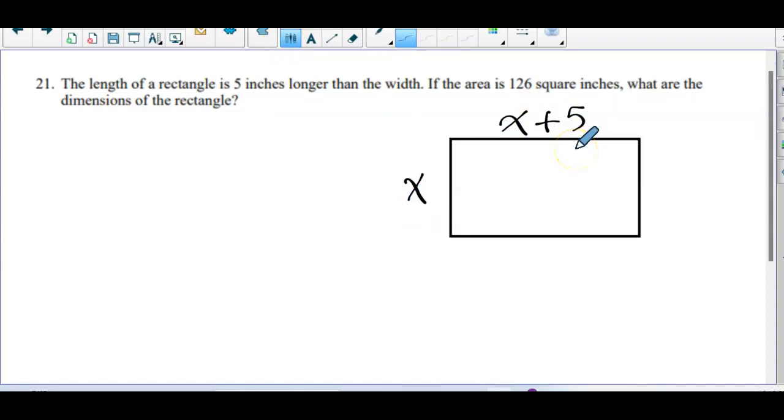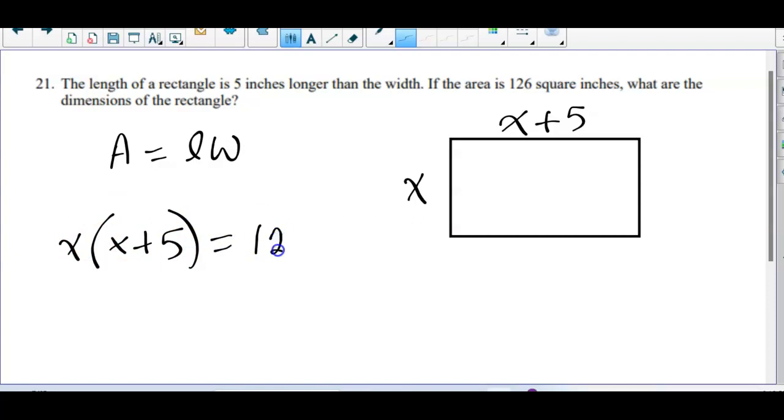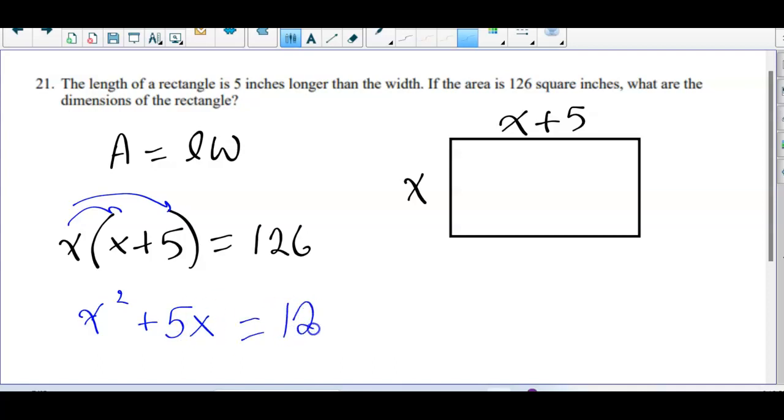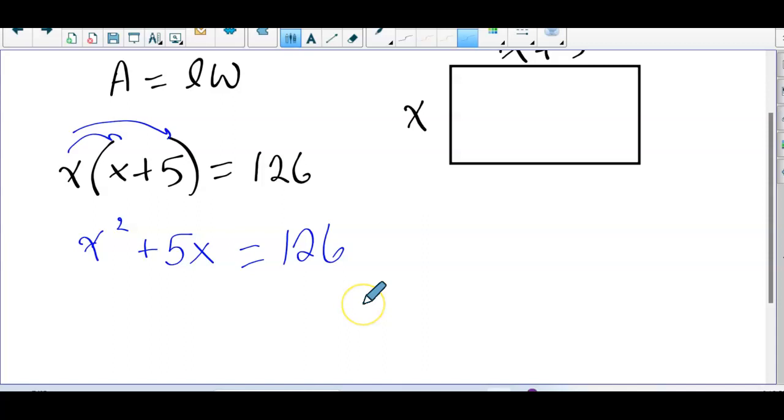Now this is a question about area, and the area formula is length times width, or base times height. So I'm going to take the length and the width. I'm going to multiply them using the distributive property, and I'm going to set them equal to the area. And this is going to give me a quadratic equation. This is going to give me x squared plus 5x. And then I need to solve a quadratic by getting everything on one side of the equation, set equal to 0. And now I need to find factors of 126 that have a difference of 5.